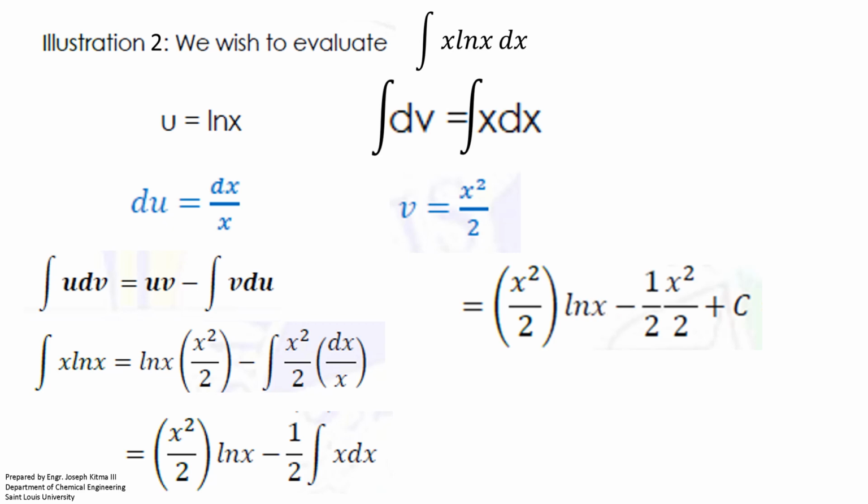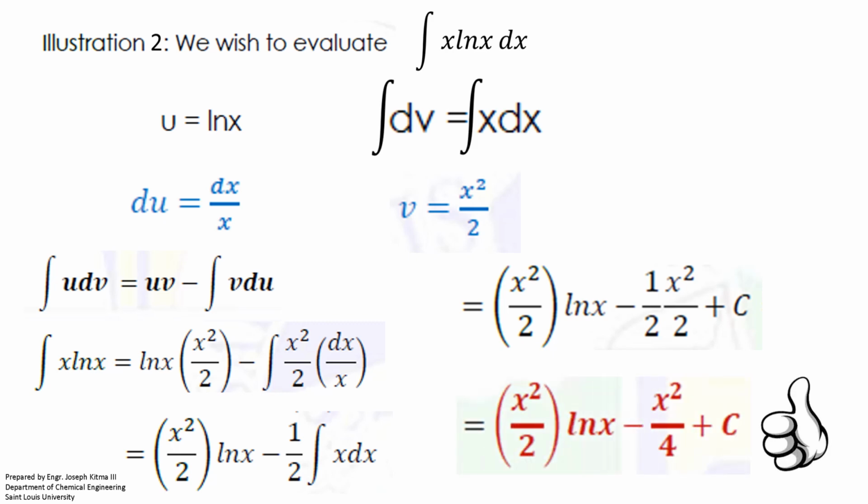And integrating further, we have x squared over 2 times the ln of x minus 1/2 x squared over 2 plus c. And if we simplify further, it will give us the final answer: x squared over 2 times the ln of x minus x squared over 4 plus the arbitrary constant c.